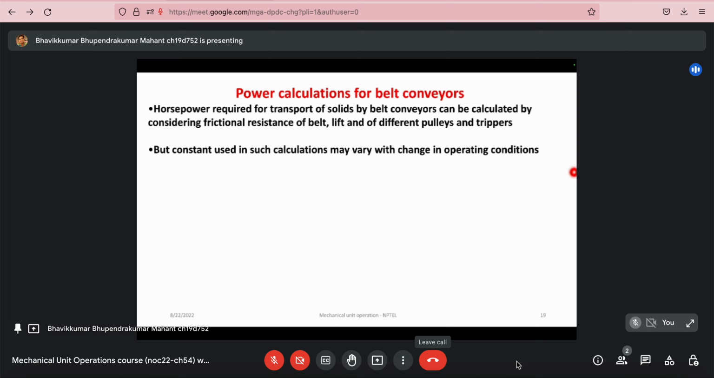So horsepower, we are always talking about the motor horsepower, it's a power unit only. 1 HP is equal to how much watt? This is your homework, or maybe everyone already knows, 746. The horsepower required for transport of solid by belt conveyor can be calculated by considering the frictional resistance. We need to consider the frictional resistance of the belt, lift, different pulleys, trippers, everything associated with our belt conveyor, the frictional resistance developed by that particular belt and lift.